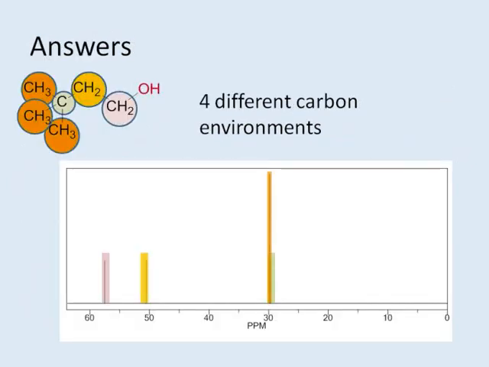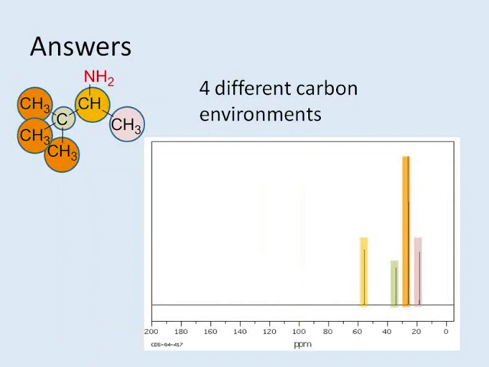In this first example, there are 4 different carbon environments. Notice how the carbon adjacent to the OH group corresponds to the peak furthest downfield on the carbon-13 NMR spectrum, while the CH3 groups remain in the upfield region. The CH3 groups are indistinguishable from each other and therefore are chemically equivalent.